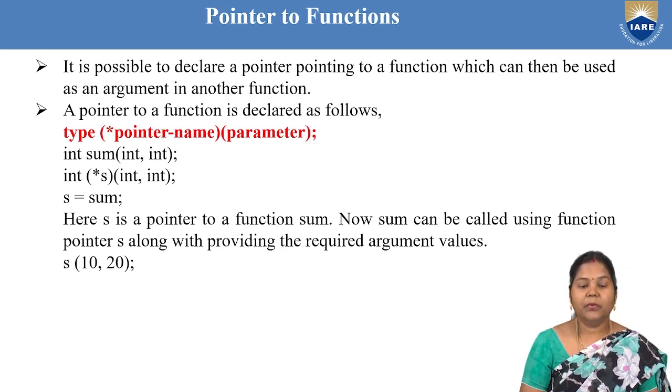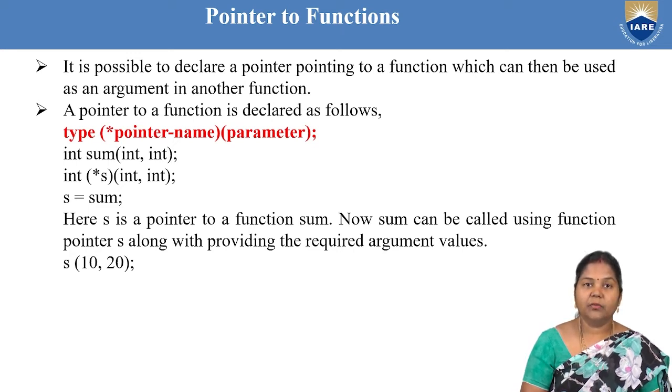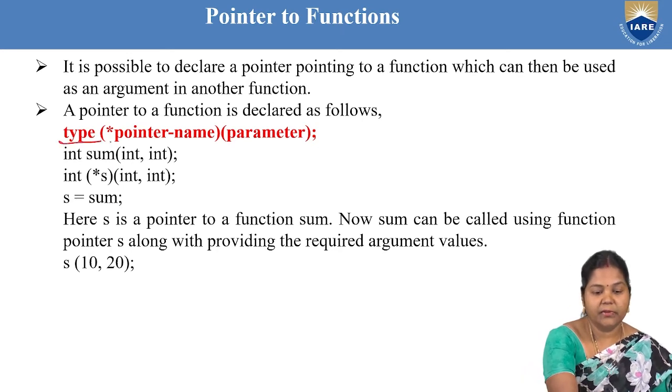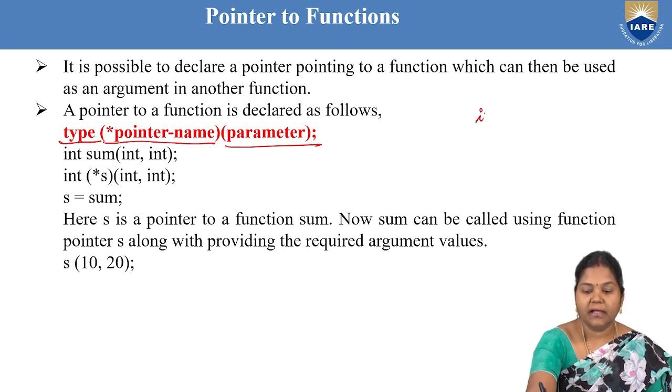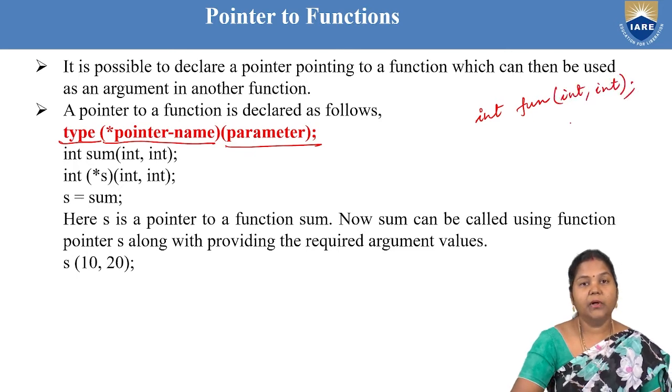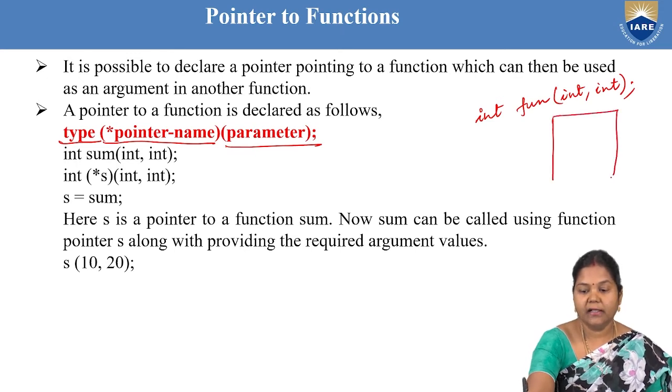Next concept is pointer to functions. It is always possible to declare a pointer pointing to a function, which can hold its address, and the function can then be called through it, even by another function. So you can see here type followed by pointer name and parameters. Suppose I have a function int function which takes two integer arguments, int comma int. I want to store the address of this function.